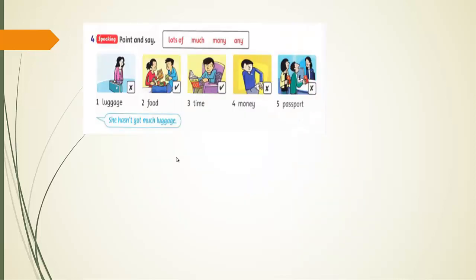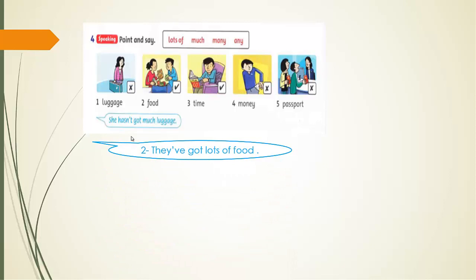So now the fourth exercise, speaking, point and say. Look at the pictures from 1 to 5 and try to answer. Now number 1, look at this girl in the picture. She hasn't got much luggage. It is negative, right? She hasn't got much luggage. Number 2, they have got lots of food. They have got lots of food, right? It is affirmative. Look at this tick.